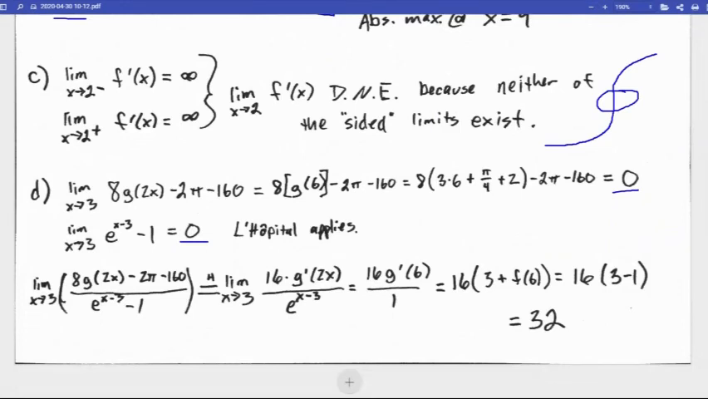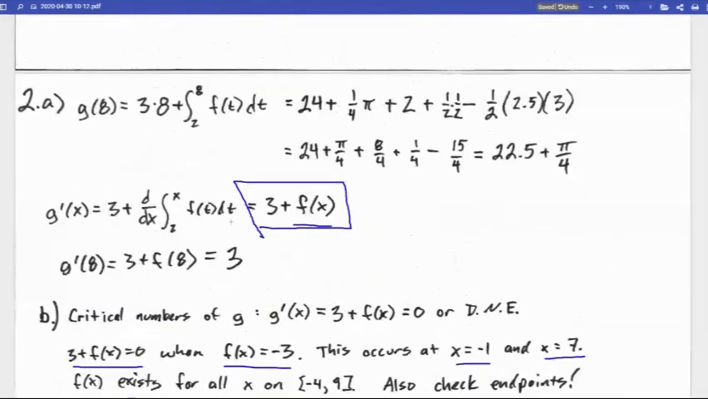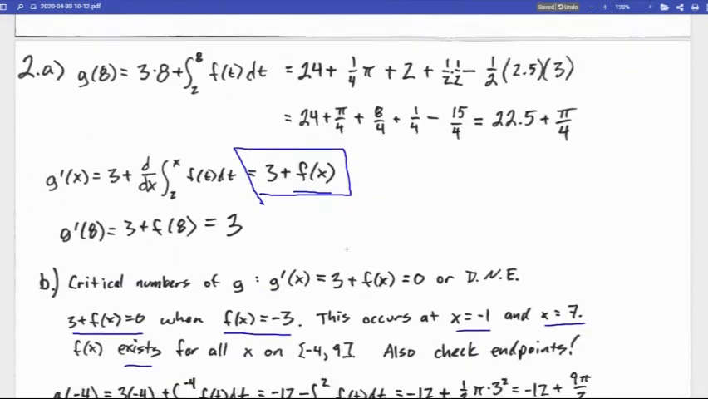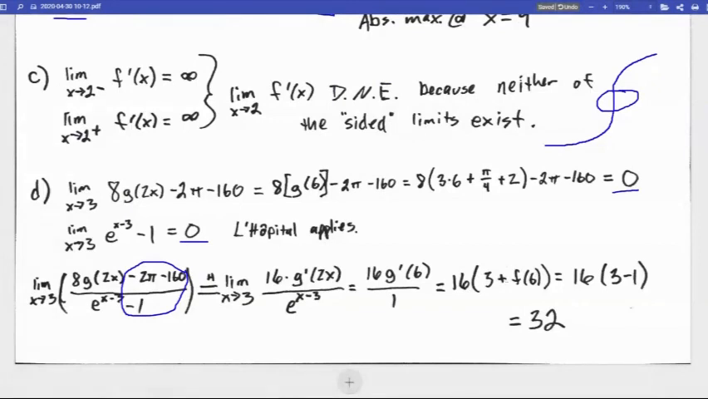But once you do them, it turns out to be equal to 0. We apply L'Hopital. After applying L'Hopital, all of these constants just go away when we take the derivative. So that cleaned up kind of nicely. Denominator was equal to 1, so we're just dealing with the numerator. And then here again, that G prime is 3 plus f. And so I'm just plugging 6 into f, looking at the graph to find that it's equal to -1. And then the calculation leads to 32.